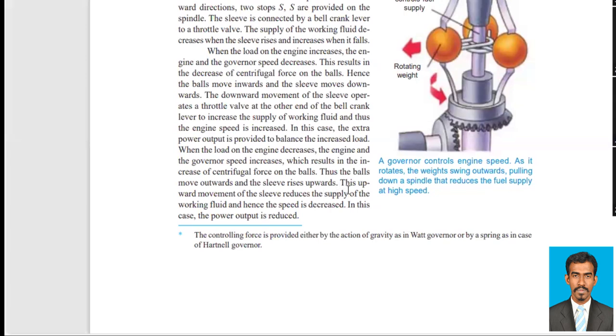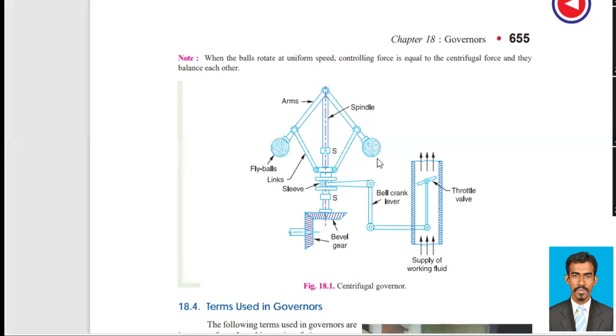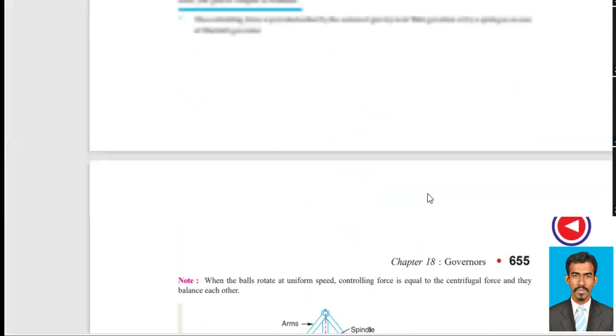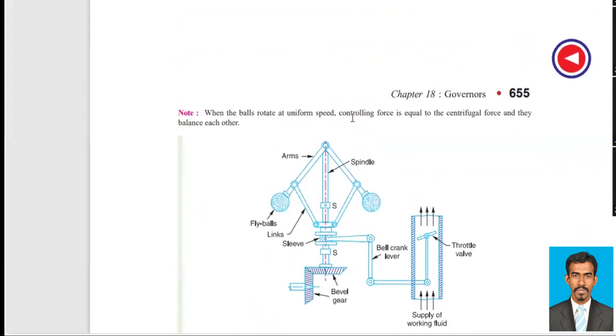Since the speed has already increased, what we now have to do is reduce the speed. These balls control the link mechanism here, the bell crank lever mechanism, and reduce the fluid supply. This upward movement of the sleeve reduces the supply of the working fluid and hence the speed is decreased. The power output is reduced. So this is how the governor balances the speed.